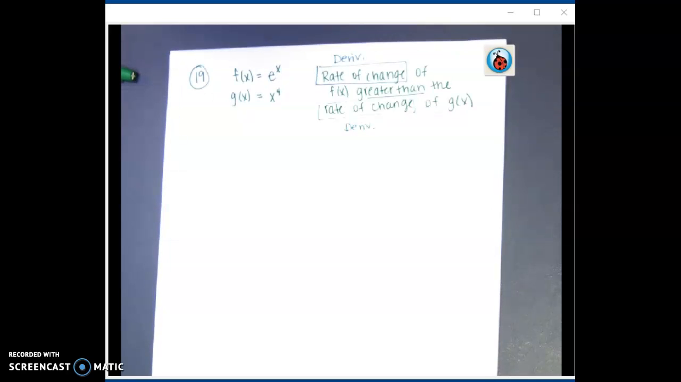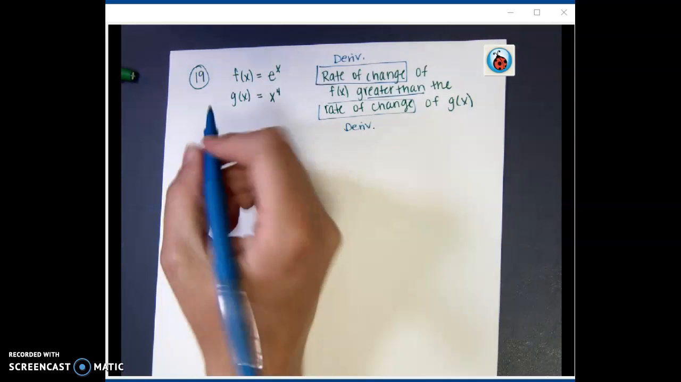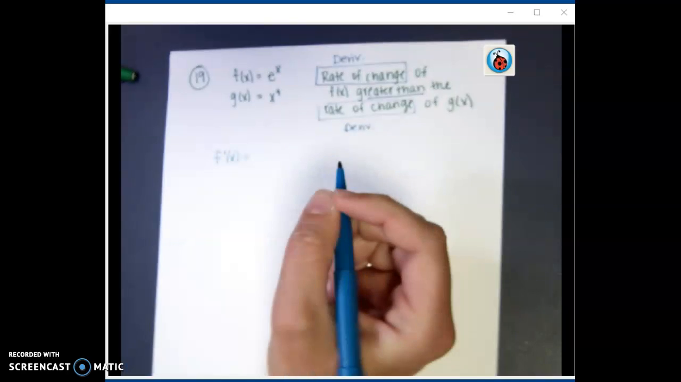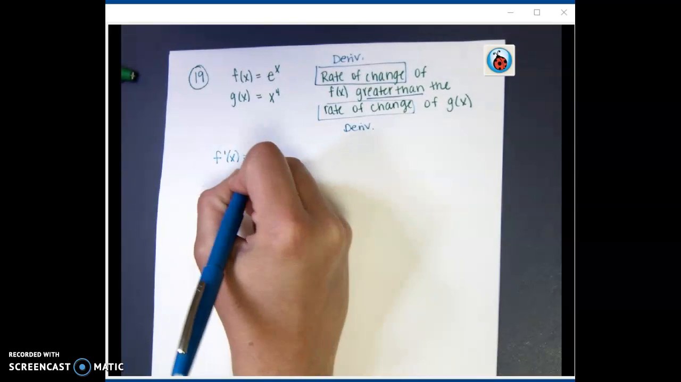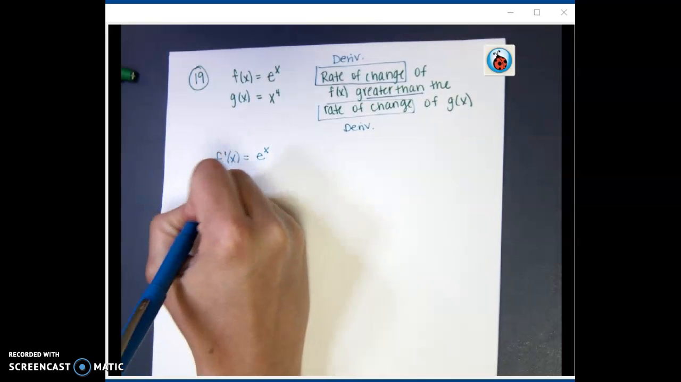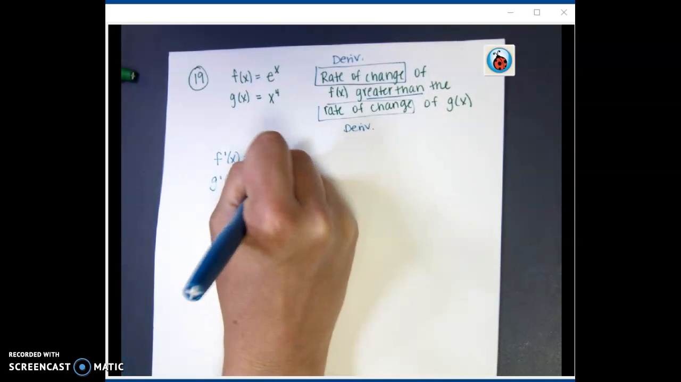Let's zoom in. So before I went to the calculator, if we find the derivative of f of x, the derivative of e to the x is still just going to be e to the x. And then if we find the derivative of g of x, that's going to be 4x to the third.